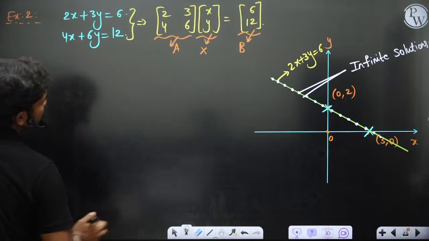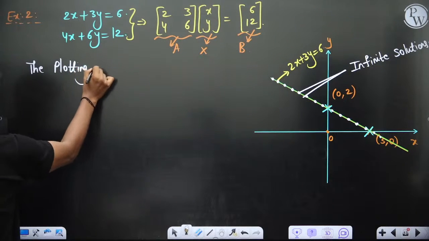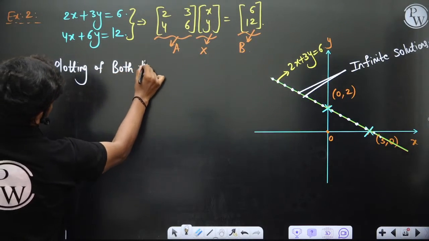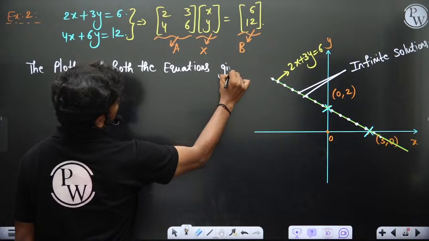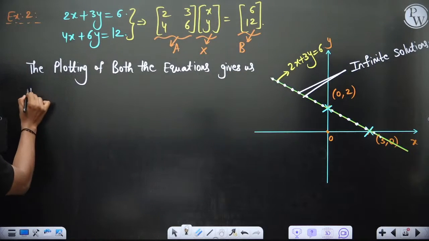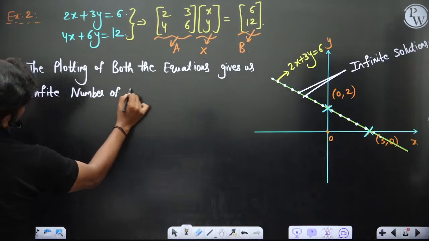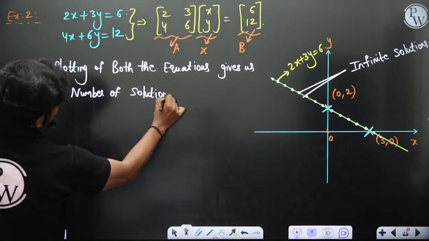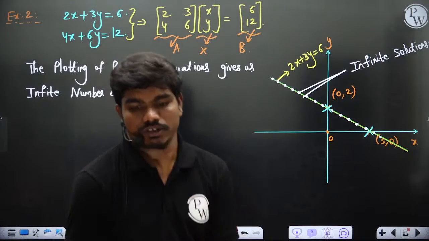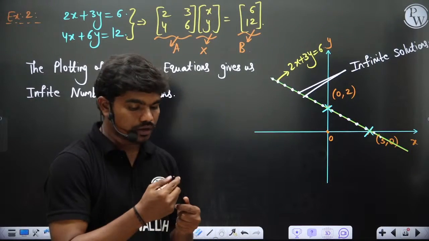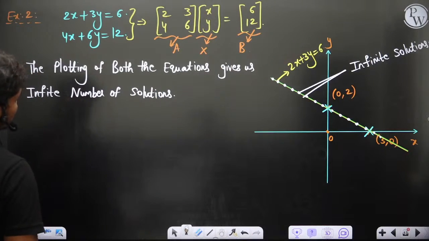So that means you can observe the plotting of both the equations gives us infinite points of contact or infinite number of solutions. Why I have not taken 3 by 3 is, in 3D you have to plot planes, which is a bit complicated, so that's why I'm dealing in 2D. Okay, now let's see, this gives you infinite number of solutions.